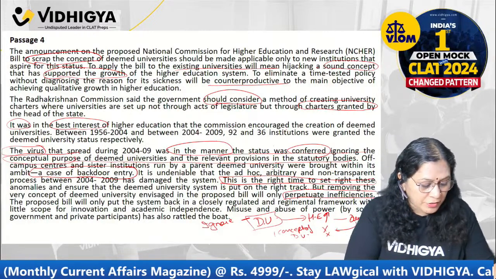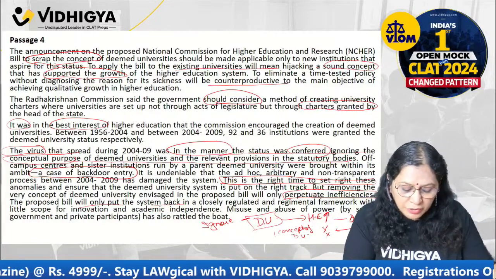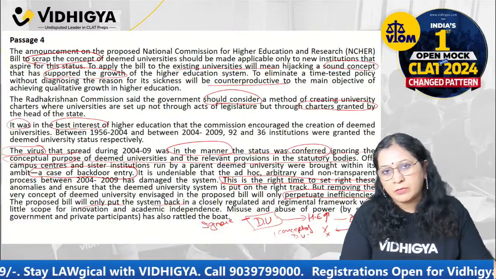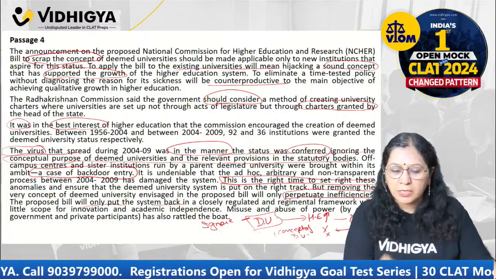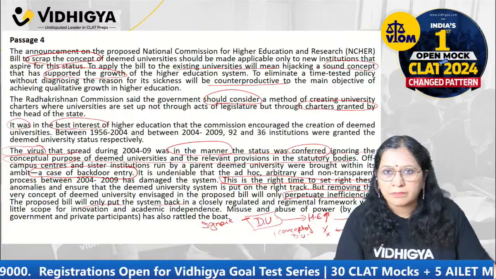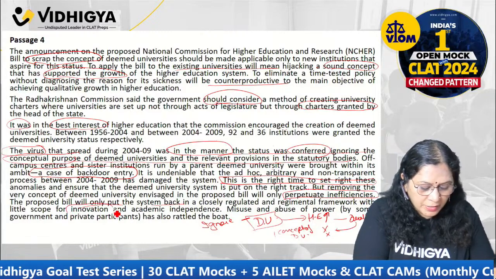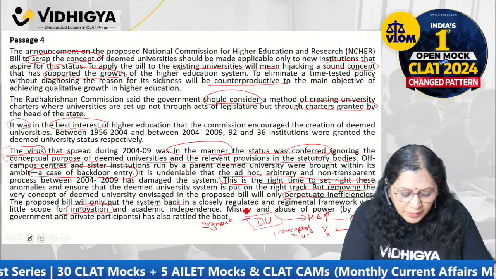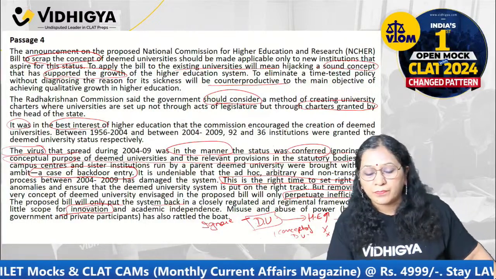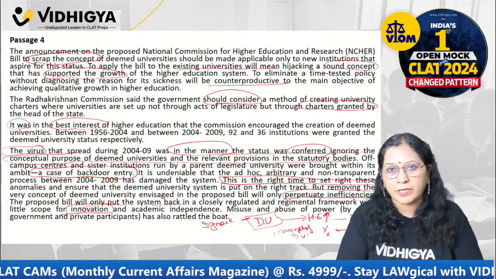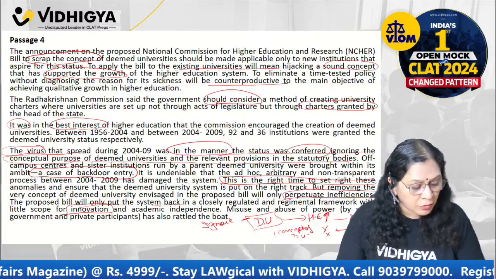It will perpetuate inefficiencies. The proposed bill will only put the system back in a closely regulated and regimental framework with little scope for innovation. रेजिमेंटल का मतलब होता है मिलिट्री जैसा, मतलब एक जैसे अथॉरिटेटिव ऑटोक्रेटिक हो जाएगा वो. इससे इनोवेशन सफर करेगा, एकेडमिक इंडिपेंडेंस नहीं मिलेगी. Misuse and abuse of power by some government and private participants has already rattled the boat. तो ये सब होना शुरू हो जाएगा, जो कि हो भी गया है. सो ध्यान से पढ़ेंगे तो it would be a good one.